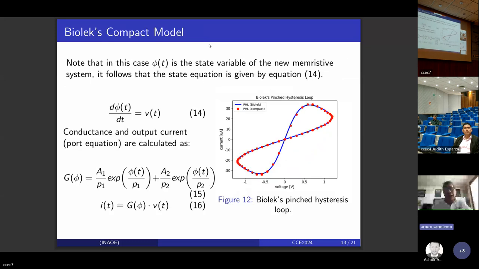From this, using the state variable description, we obtain the curves. In this case, because it's another kind of description, it's not a memristance that we obtain, it's a kind of conductance, a memductance, to be perfectly clear. We obtain equation 16, which relates the current as a function of the voltage through the equation above, which is G of phi, the memductance of the device. And again, we obtain the points from our expression compared with the original model. Next, please.